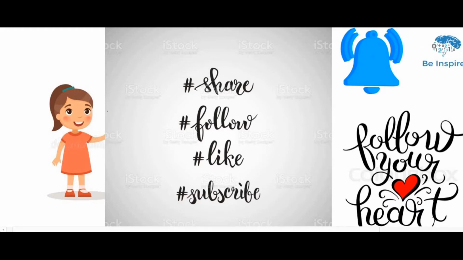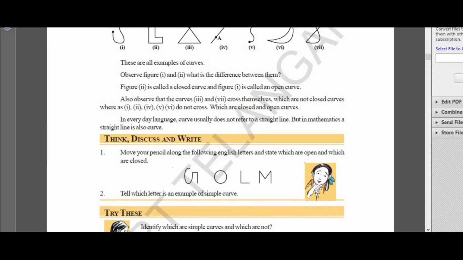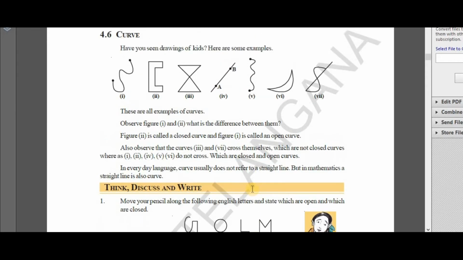Okay, students, now all of you open your maths textbooks, page number 51. The topic we are going to move to is curves. Can you see that different shapes are drawn on this? All these are examples of curves. If you observe the first one and the second one, can you identify what is the difference? Just observe a little bit carefully, you will be easily able to identify that. Yes, of course, it is open and it is closed.